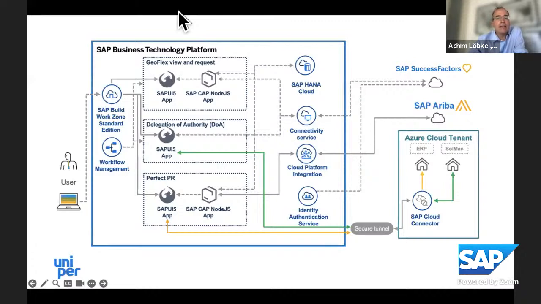And then on the right side, you see that it goes, in this case, via the HANA Cloud, and from HANA Cloud, it communicates via the secure tunnel to the cloud connector, which is basically behind the firewall, and from there it enters the backend systems. But as you see, for this GeoFlex, we have also integrated SAP SuccessFactors. So it's not only communication with backend systems, but it's also able to communicate with SAP's cloud solutions: SuccessFactors, Ariba, Fieldglass.